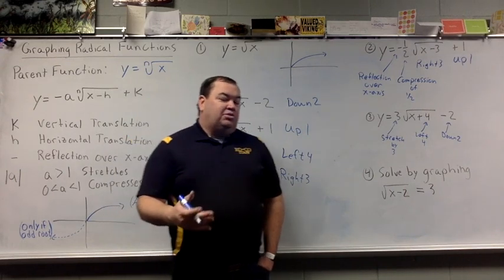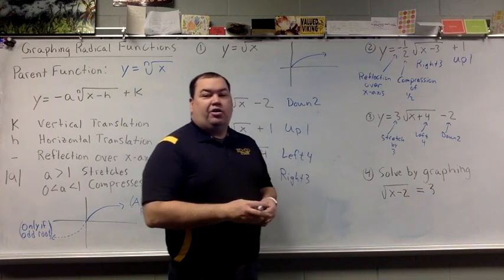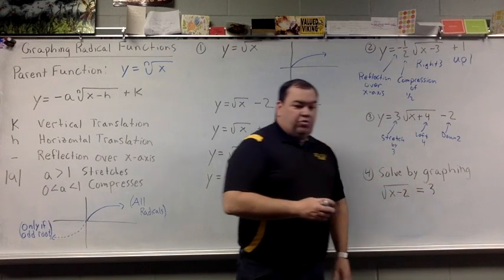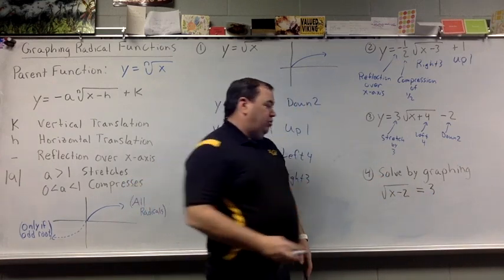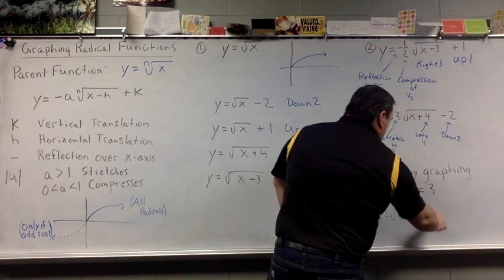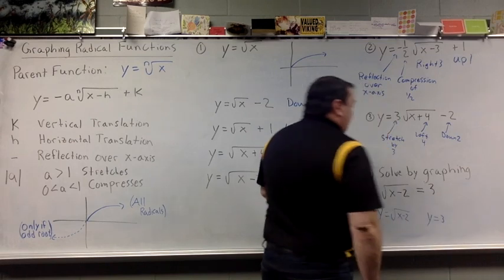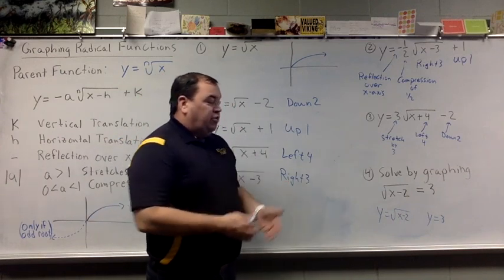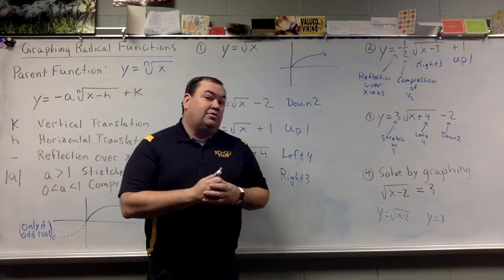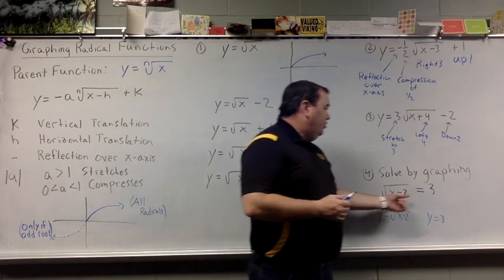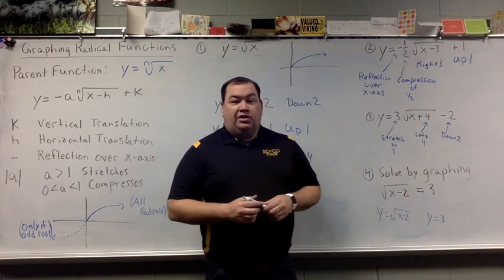Now, we can do some solving graphically since we're talking graphs here. I have this square root of x minus 2 equals 3. I could graph these two things separately: y equals the square root of x minus 2 and y equals 3. So if you are big into graphs, if you are very visual, you can graph both of these and see where they cross. You can still solve these the traditional way, square both sides, and then finish solving this out.